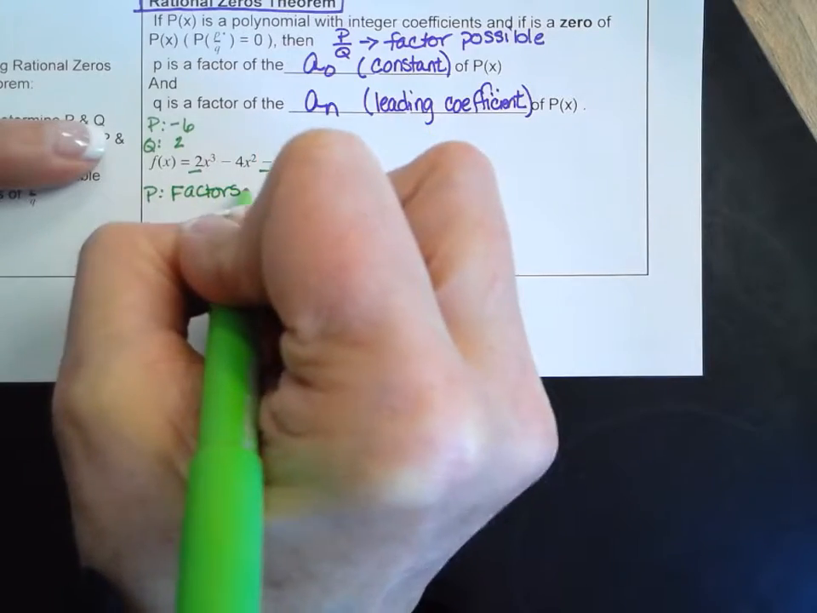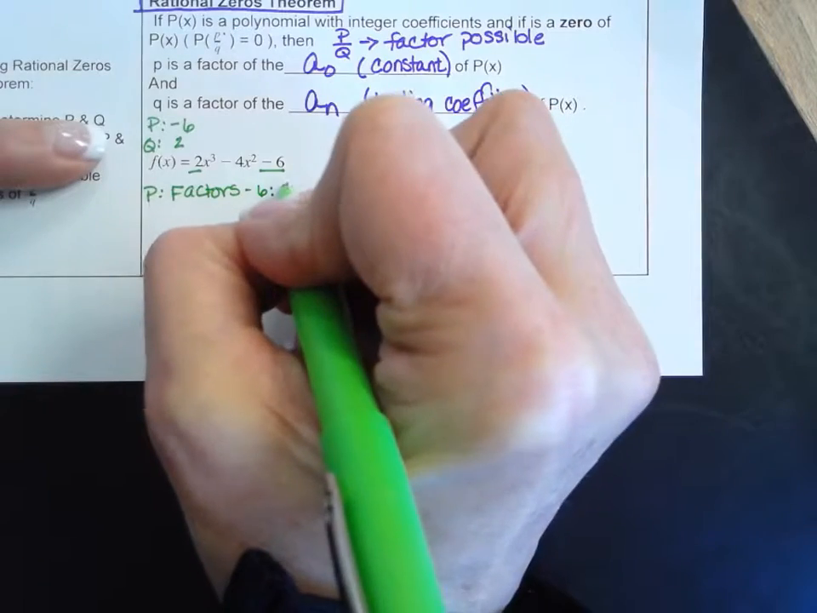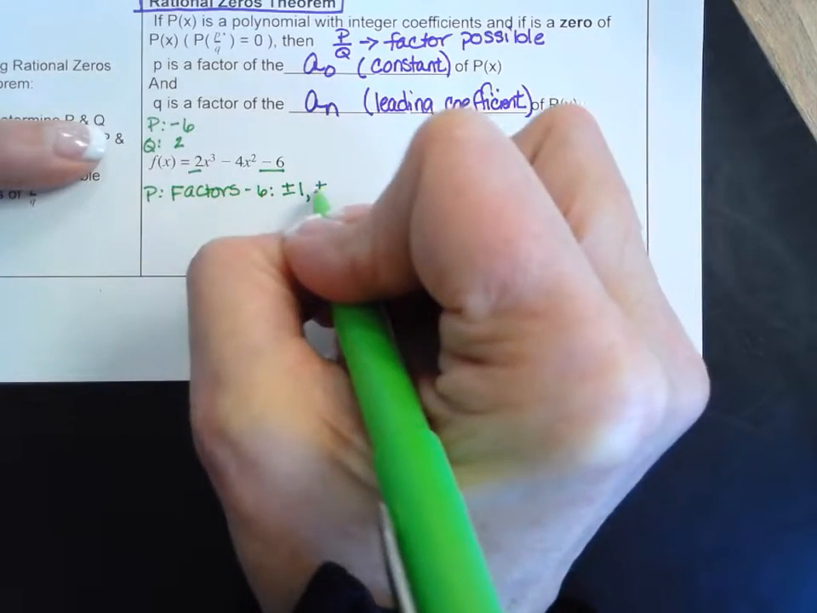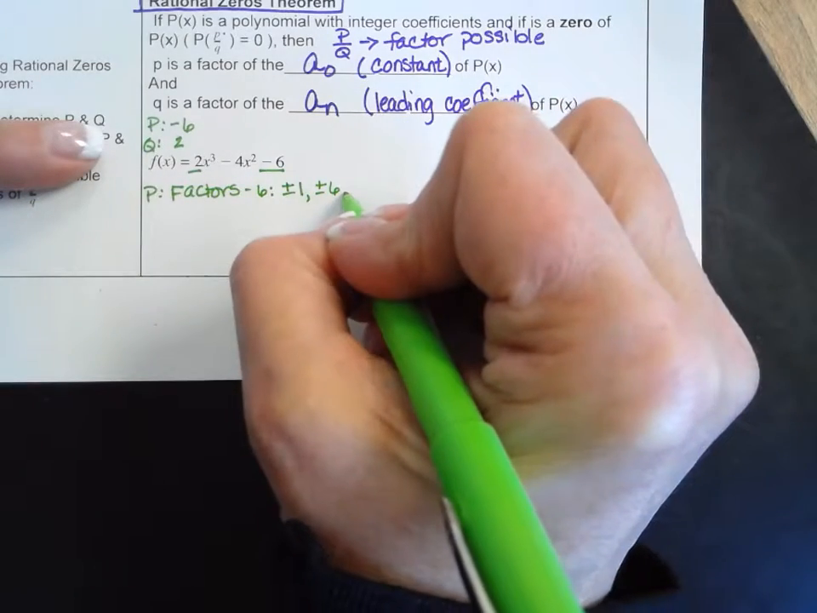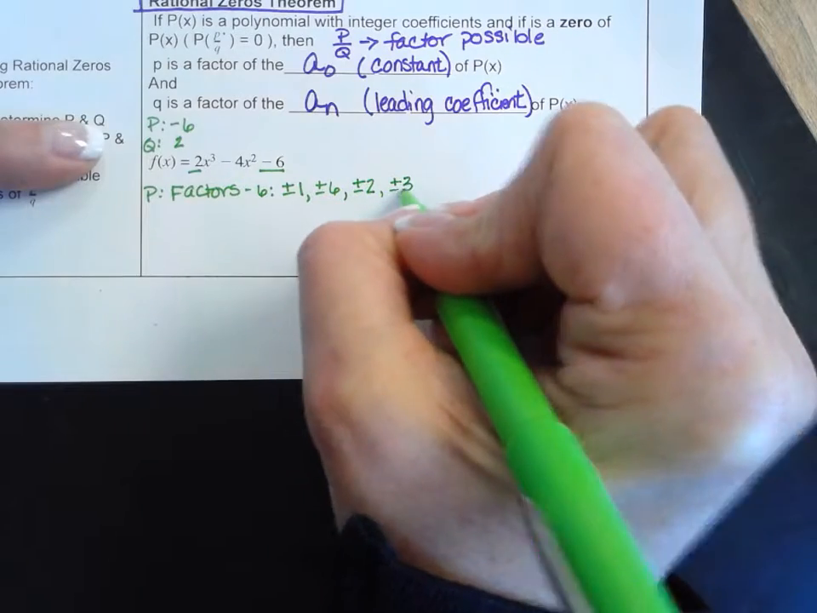negative 6, which could be positive negative 1 and positive negative 6. Would you agree with that? What other factors do I have of negative 6? 2 and 3. So I could have plus or minus 2 or positive negative 3.